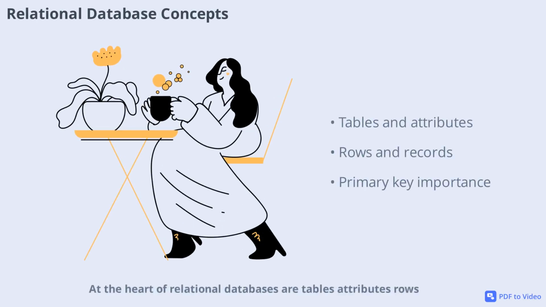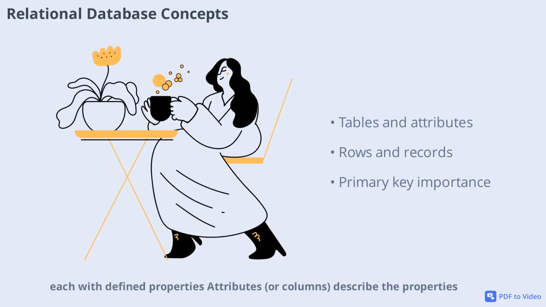The heart of relational databases are tables, attributes, rows, and primary keys. Tables organize data into collections of records, each with defined properties. Attributes or columns describe the properties, while rows or records hold the actual data. The primary key uniquely identifies each record, ensuring data integrity. These concepts are the building blocks of relational data management.